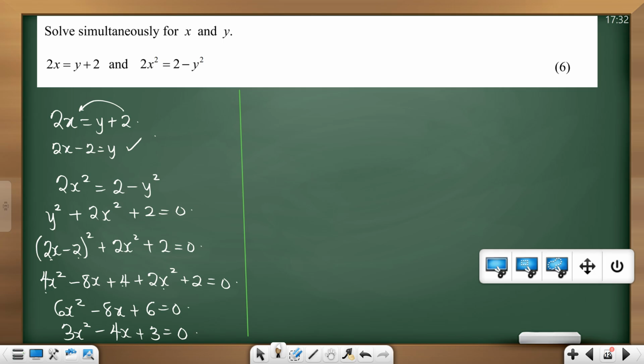3x squared minus 4x plus 3. Now you need to know, like we said, you must know how. There's an error here. This is minus. Guys, you are not telling me about my errors. 4 minus 2 is 2.